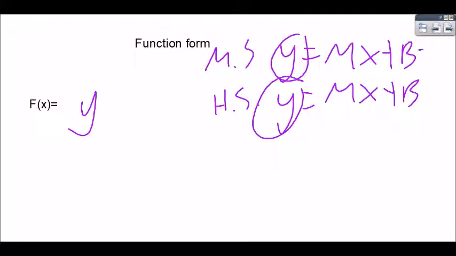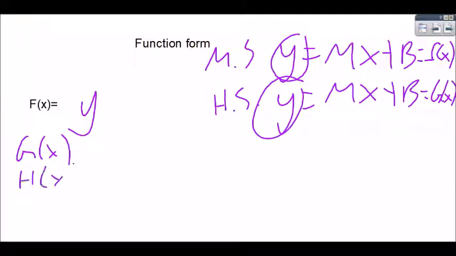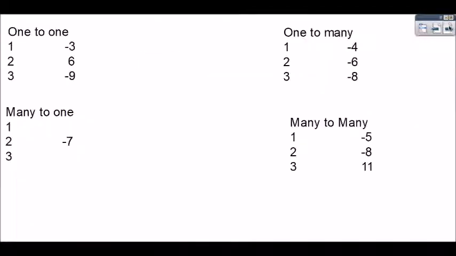So in middle school we could say it's f of x. And then for our second one we could do g of x. And that would represent our high schoolers. That way we can identify which line is which. I could have done h of x, smiley face of x. It doesn't matter as long as I'm saying I'm plugging in a value and getting something out of it. So there's multiple ways that we can write in function form.